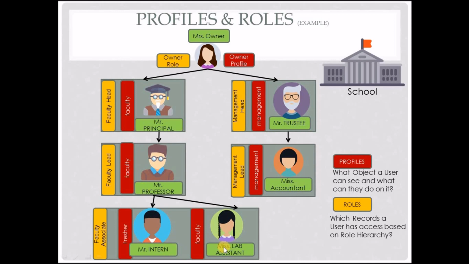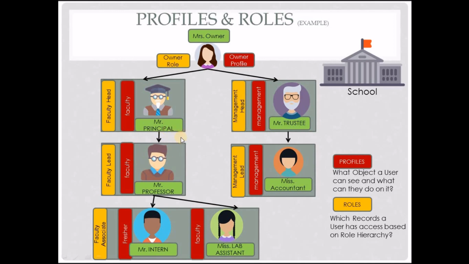Similarly, Mr. Intern and Ms. Lab Assistant, their data will be visible to Mr. Professor because of their role being one step below Mr. Professor's role. Now, you can see that Mr. Principal and Mr. Professor have the same profile. This would mean that Mr. Principal and Mr. Professor both will be able to do the same things on an object.